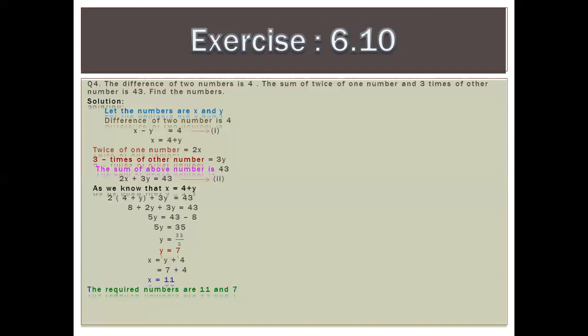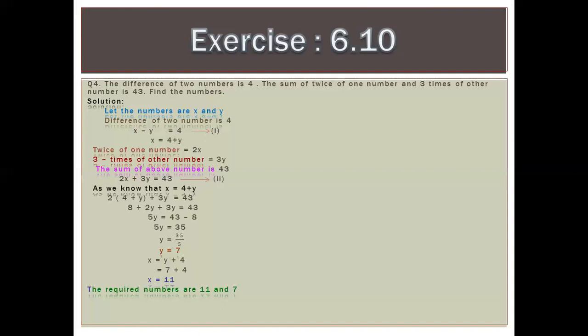We shift 5 to the other side. We divide 35 by 5. y is equal to 7. We also need the value of x. x is equal to 4 plus y. Instead of y, you put 7. 7 plus 4 is 11. The required numbers are 11 and 7.